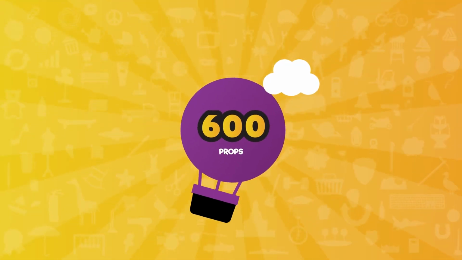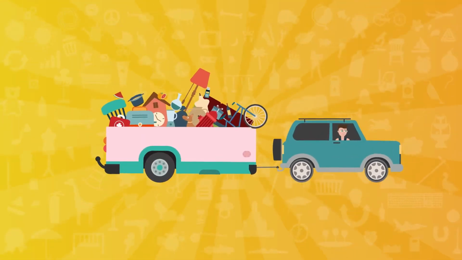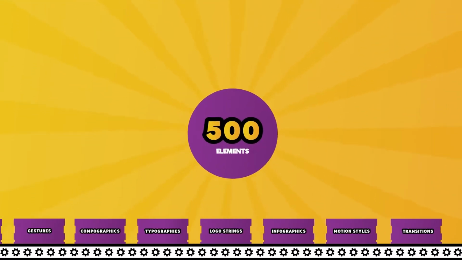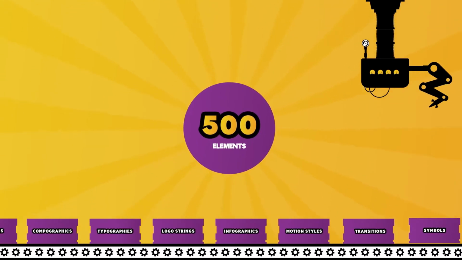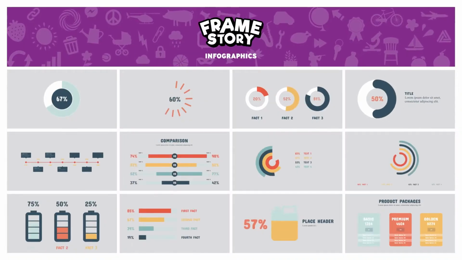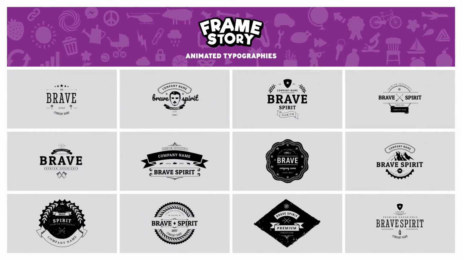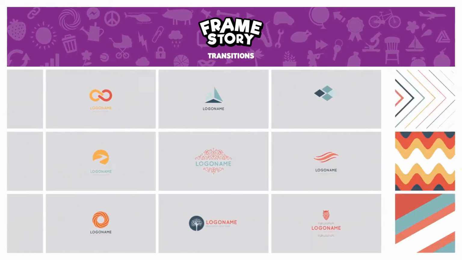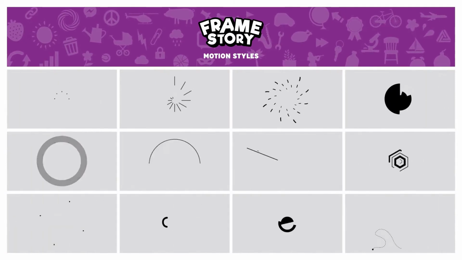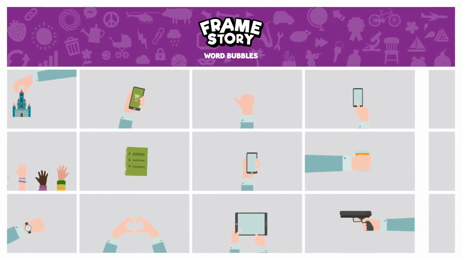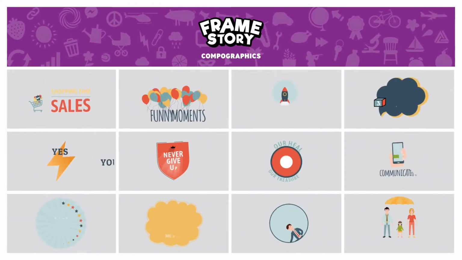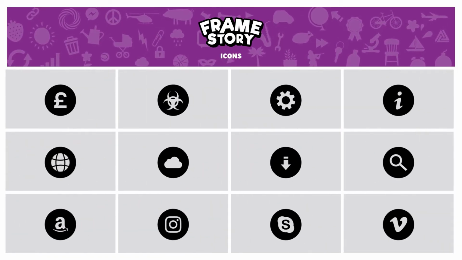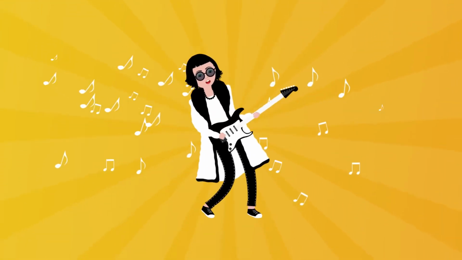More than 600 animated props from a complete pack of several categories, and over 500 motion graphic elements, including infographics, animated typographies, logo strings, transitions, motion styles, gestures, word bubbles, compo graphics, icons, and plenty of motion presets to simply add actions to your elements. Plus 20 original musical tracks.